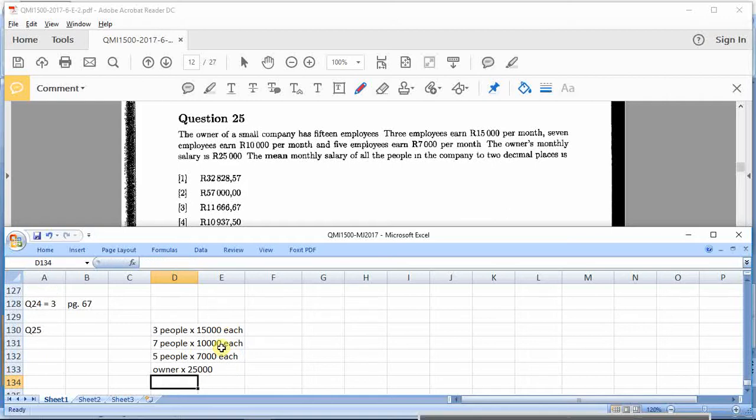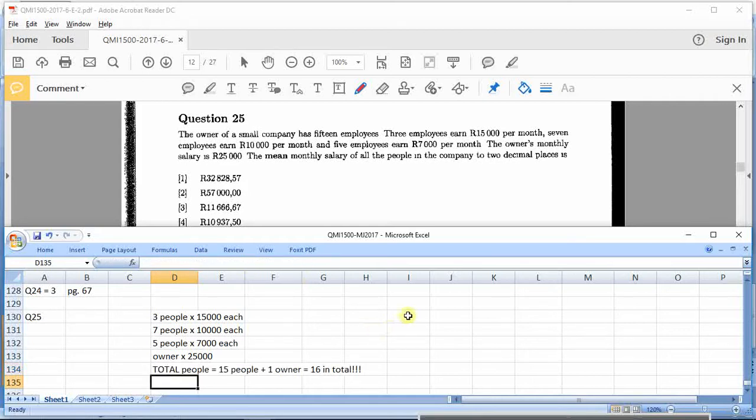The mean monthly salary of all the people in the company. Okay, so how many people in total? Total people equal 15. 3 plus 7 plus 5. Oh, mean monthly salary of all the people, including the owner. 16. Plus 1 owner is 16 in total.